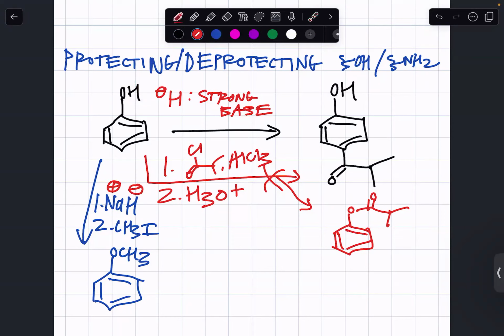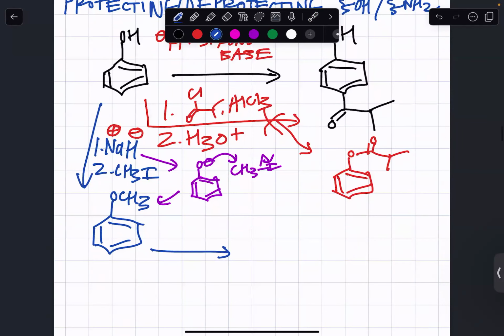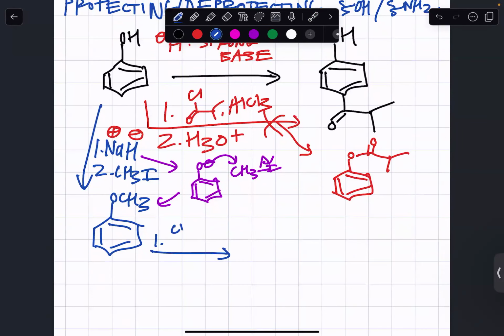to make this phenoxide here, right? That oxygen will have a negative charge. It gets deprotonated. And then we do SN2. We bring in the CH3I, it attacks that, kicks that out to get that ether right there. Now, this is a weaker nucleophile, where we could now do the Friedel-Crafts reaction we want to add that group to the para position.